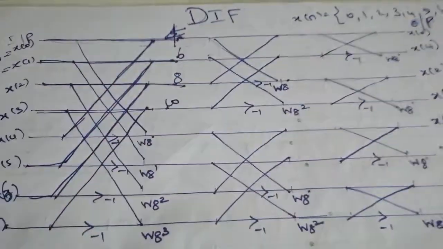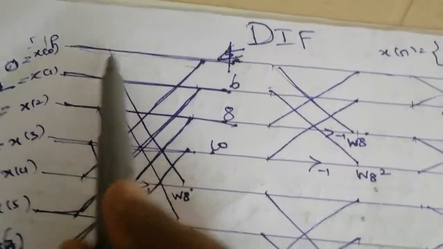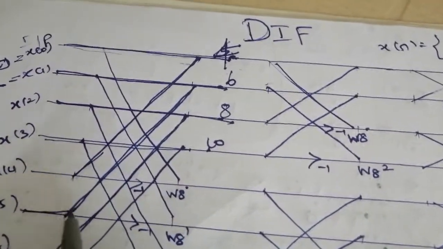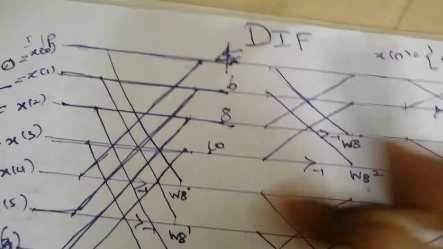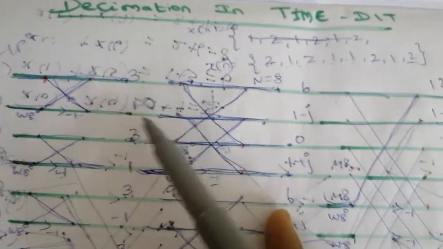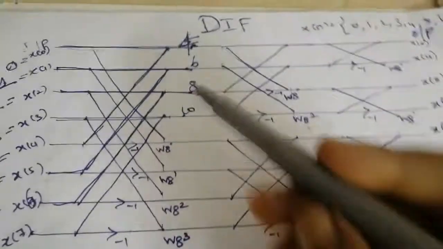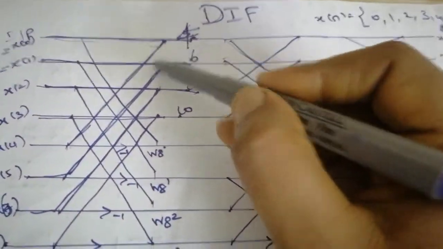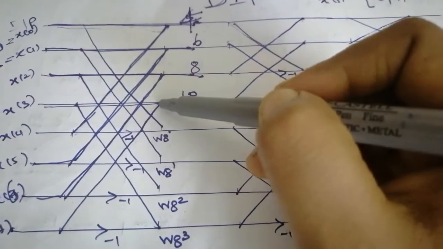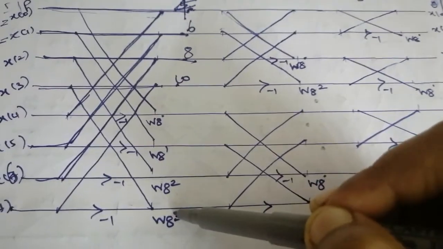Right? So here we have to notice one point. In DIT, every line is multiplied with a twiddle factor, right? I already explained this DIT problem. So in DIT, every value is multiplied with a twiddle factor. But in DIF, the first 4 lines are not multiplied with a twiddle factor. The other 4 lines are multiplied with a twiddle factor for each line, right?